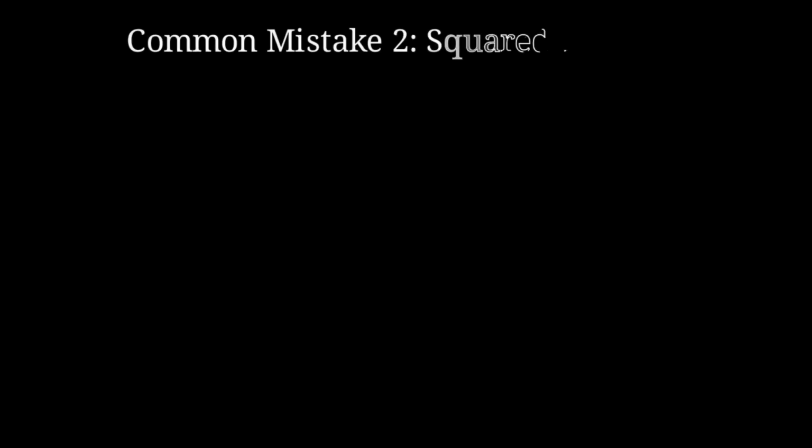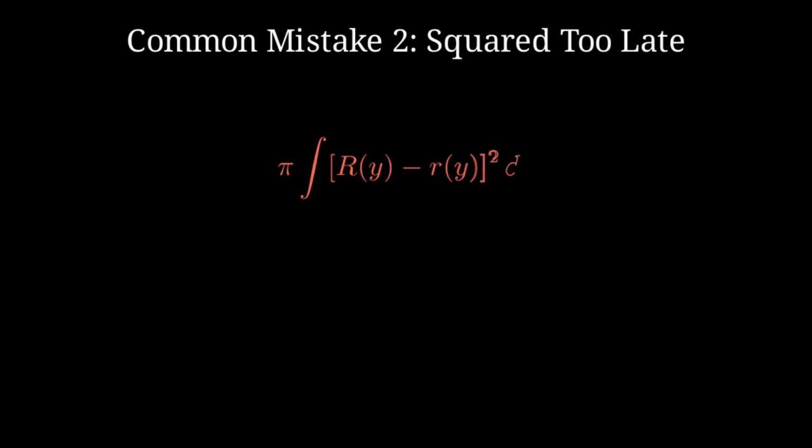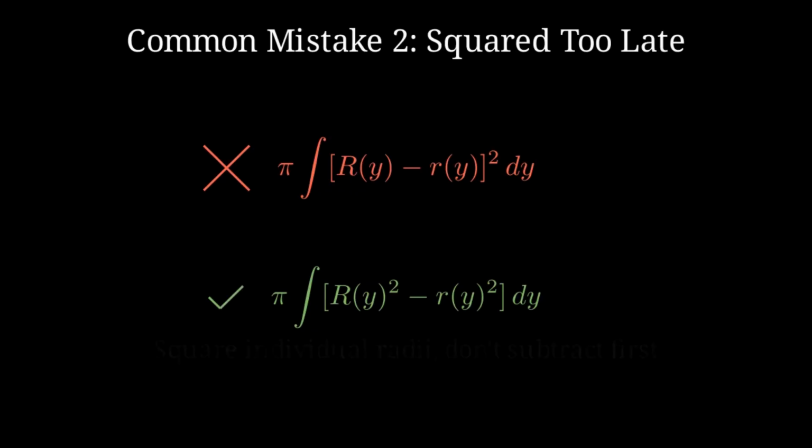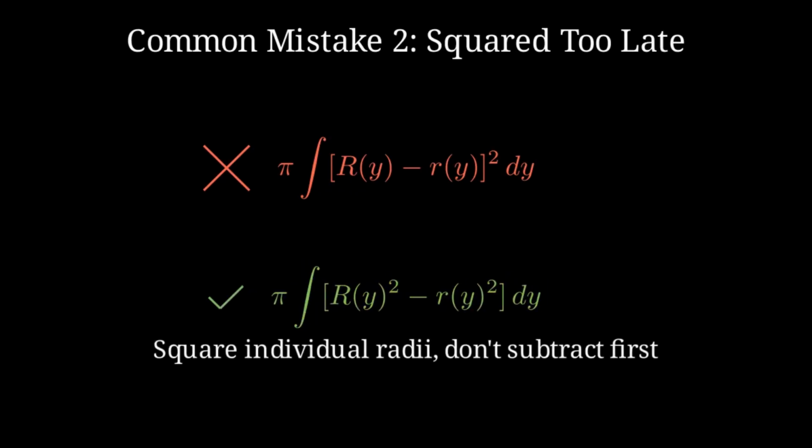Another frequent error is subtracting the functions before squaring them. Mathematically, the square of the difference is not the same as the difference of the squares. You must square the outer radius and the inner radius separately before you subtract them in the integral.